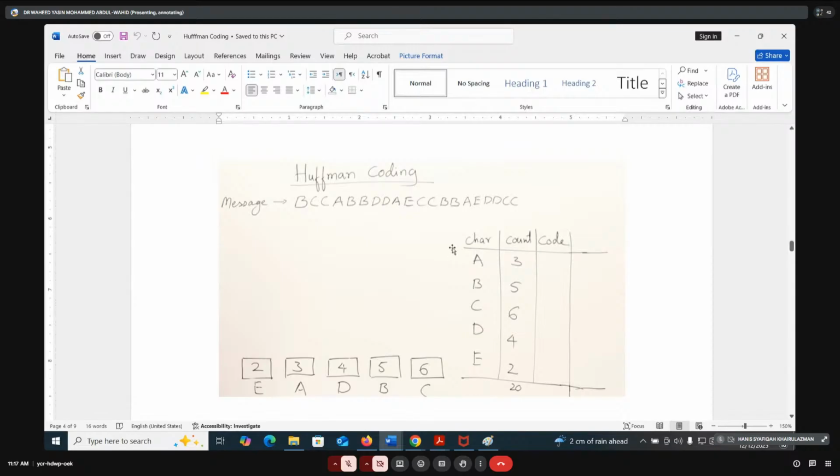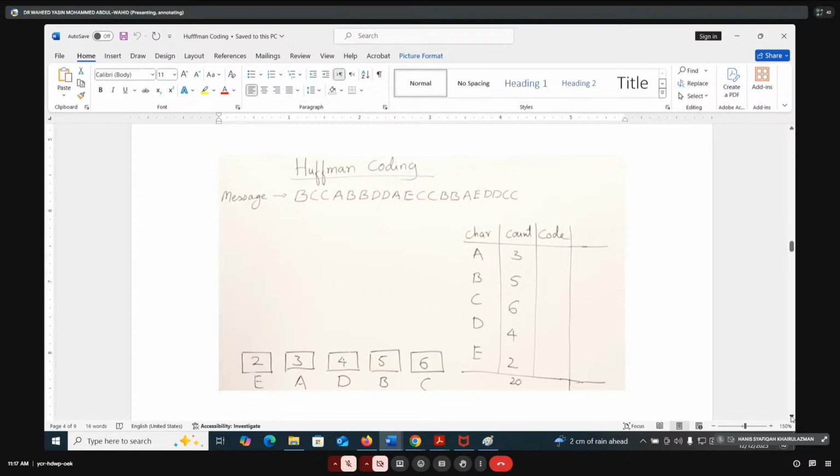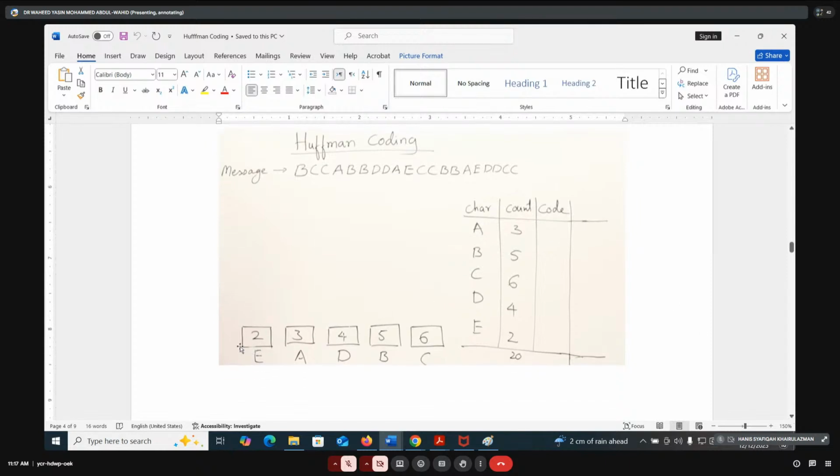Now the Huffman code. Same message, same table: A, how much it appears, 3, 5, 6, 4, 2. Now I represent this according to the count in ascending, non-decreasing order. So E is 2, A is 3, then 4, 5, 6. This is now the Huffman code.